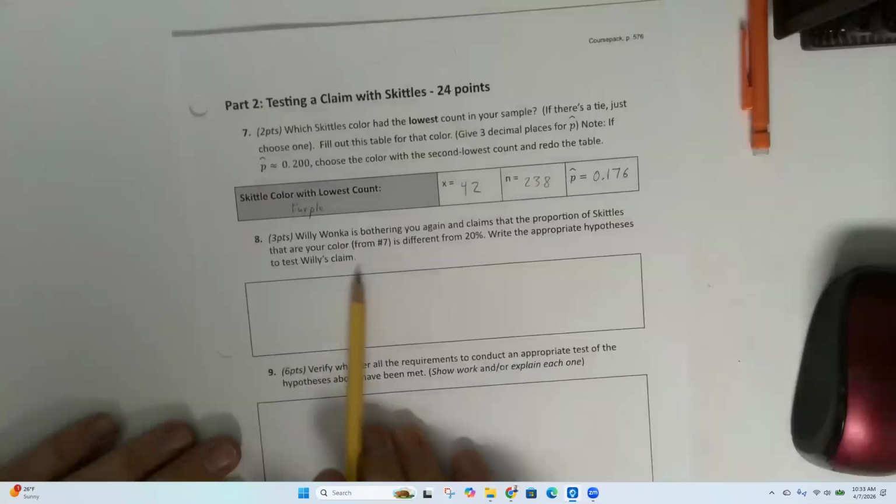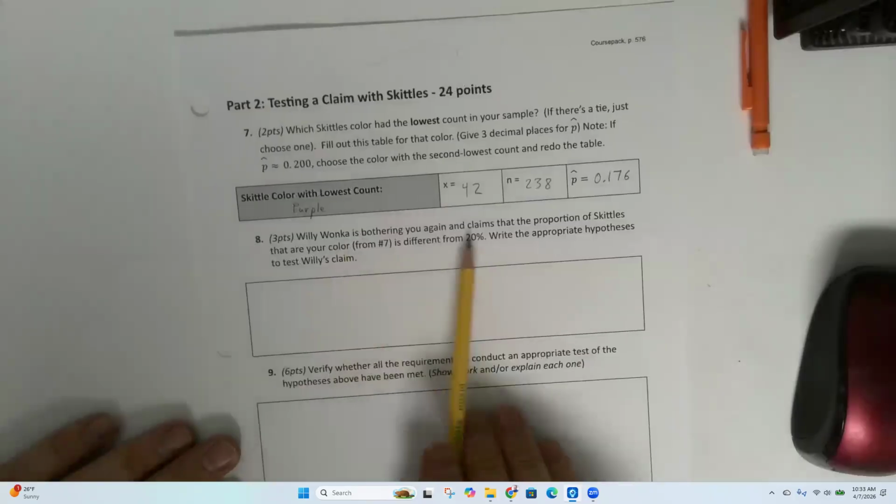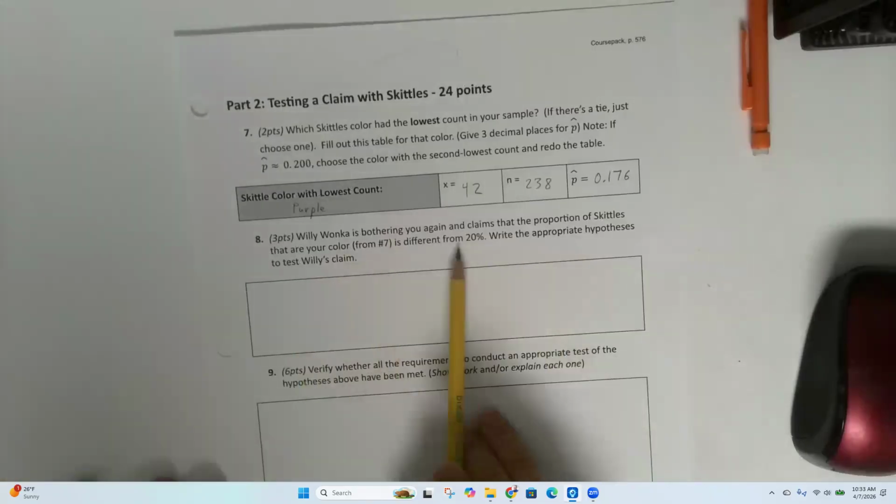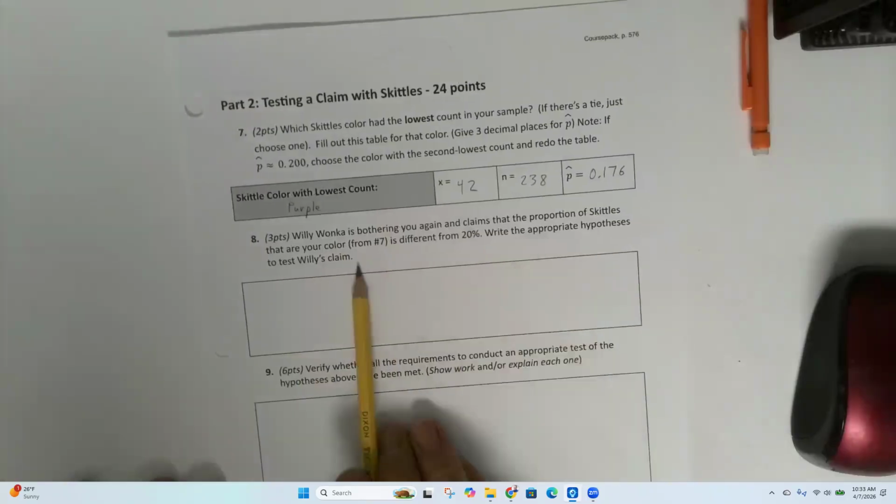Sure. Willy Wonka is back. He's bothering you again. Claims that the proportion of Skittles that are your color from number 7 is different from 20%. Write the appropriate hypotheses to test Willy's claim.